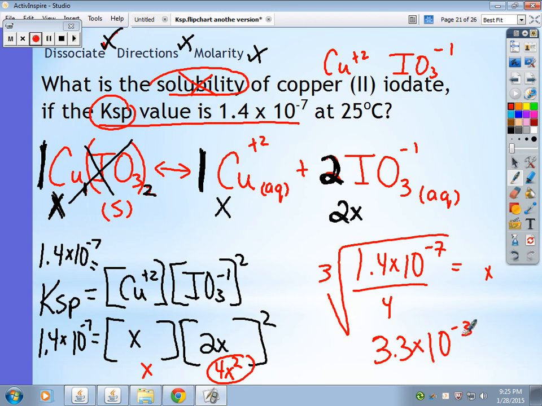Now careful, what are we solving? What is x? X is molarity. Okay? So you might want to label your answer first so you don't forget. This is molarity. And that's my molarity of my copper 2 iodate. I warn you because there are values that don't have units, like Ksp, right? It's just a ratio. And units that do, that are molarity.